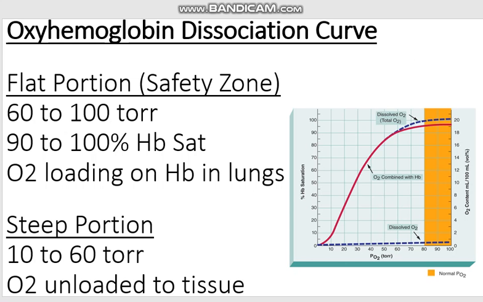The oxyhemoglobin dissociation curve. The flat portion, or safety zone, has 60 to 100 torr and 90 to 100% hemoglobin saturation. In this portion O2 is loading on hemoglobin in the lungs. The steep portion has 10 to 60 torr, and O2 is unloaded to the tissue.